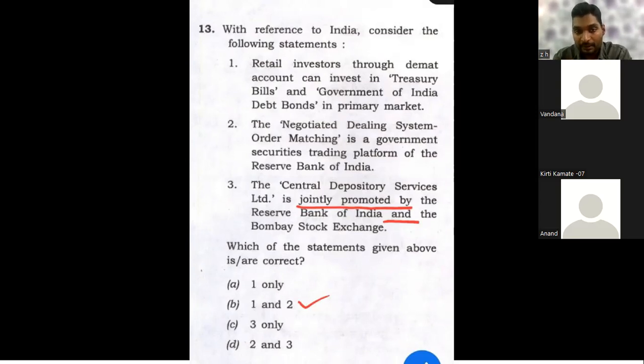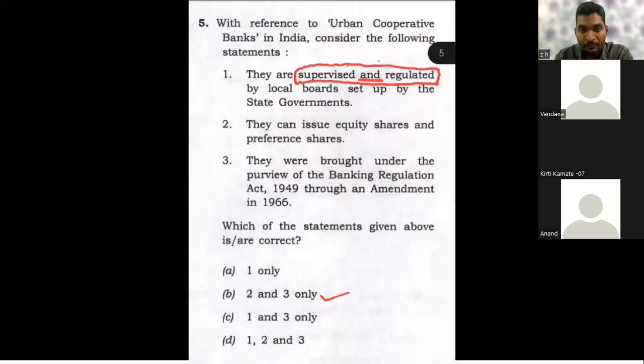If you look at statement 1, no 2 organizations are executing a common task. Statement 1 simply says retail investors through demat account can invest in treasury bills and government of India debt bonds in primary market. That's a simple statement. No need to mark it wrong. There is a clear-cut differentiation between statement 3 and statement 1 here, in accordance to the rule, or the format, that UPSC has been following in the past couple of years.